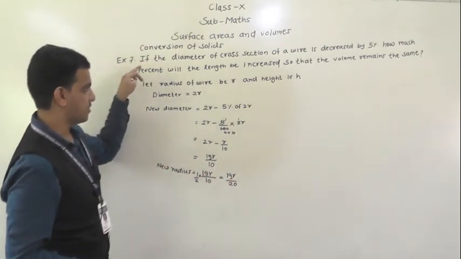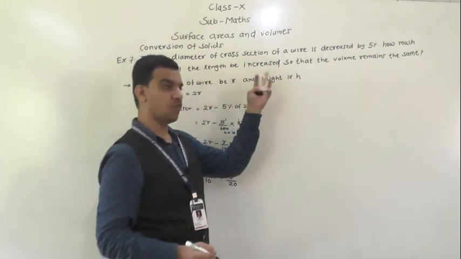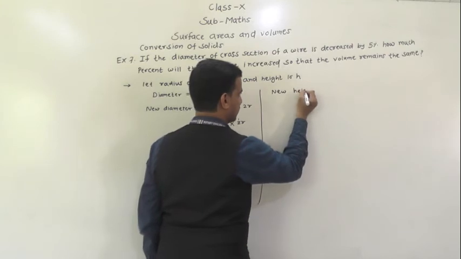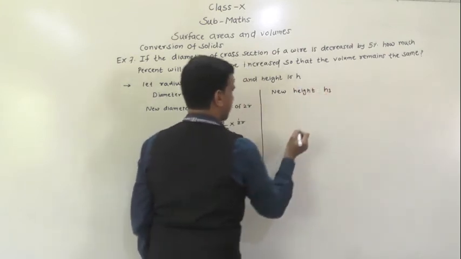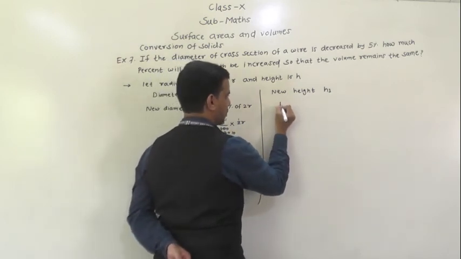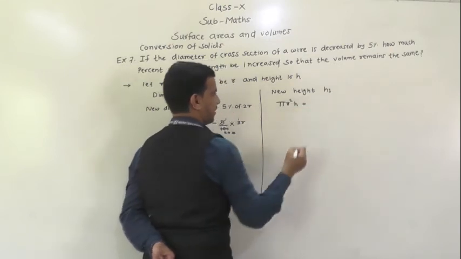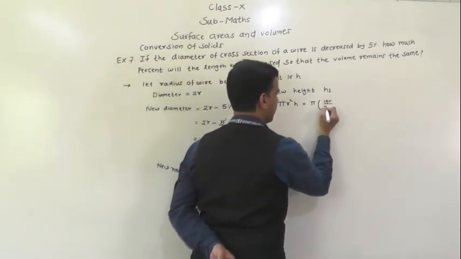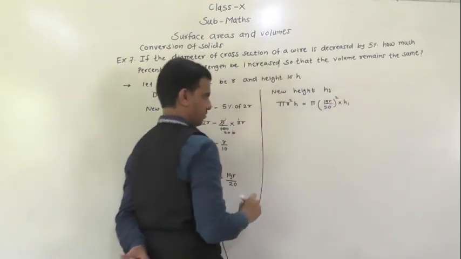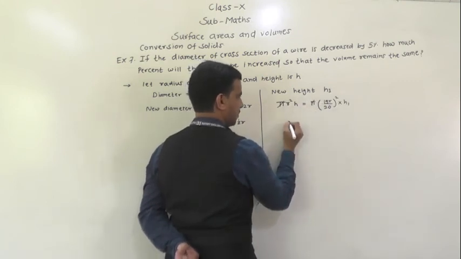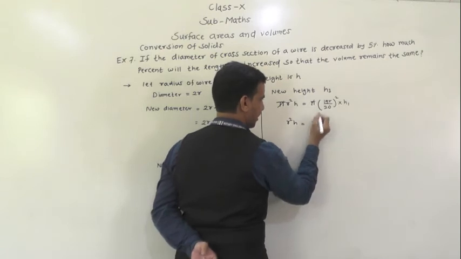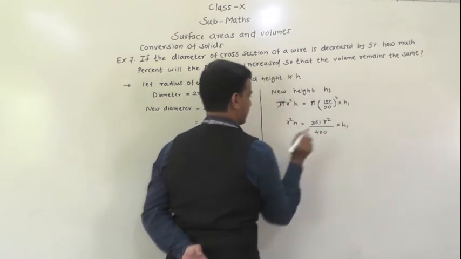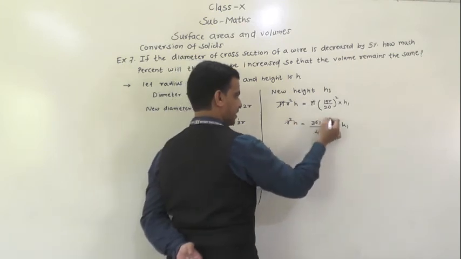Okay, now what is given? How much percent will the length be increased so that the volume remains same? So we have to equate the volume. Suppose the new height is H1. Now volume remains same, so original volume is pi r square h and new volume is pi into new radius 19r by 20 square into h1. So this pi cancels. r square h is equal to 19 square is 361, r square upon 20 square is 400, into h1. So this r square and this r square will get cancelled.